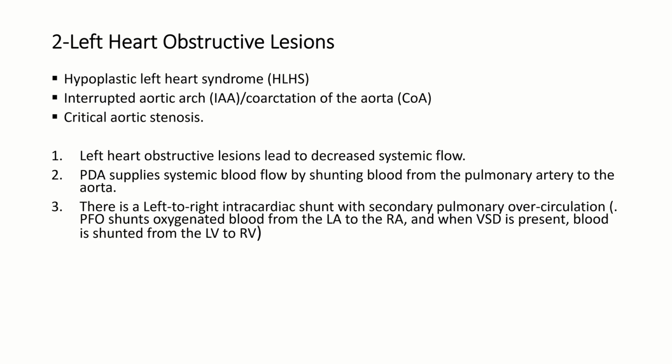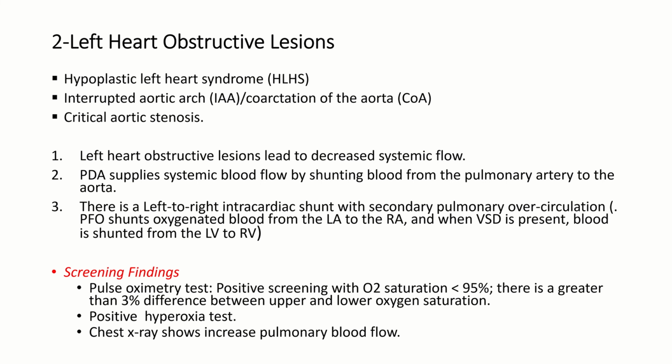The pathophysiology is that a patient who has left heart obstructive lesions will have a decrease in systemic flow. Therefore, the duct will supply the systemic flow by shunting the blood from the pulmonary artery to the aorta, and we call this duct-dependent systemic circulation. There will be a left to right intracardiac shunt if the patient has a PFO or VSD, and this will lead to pulmonary over-circulation.